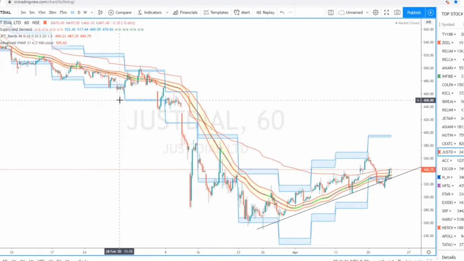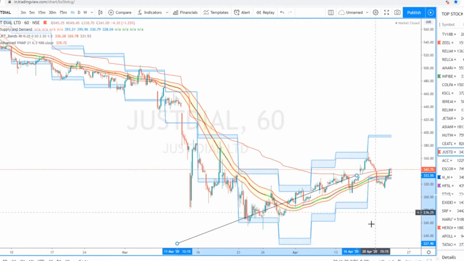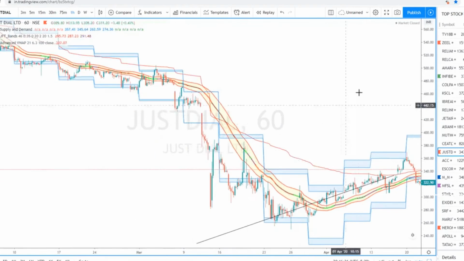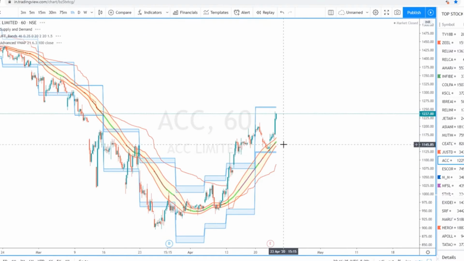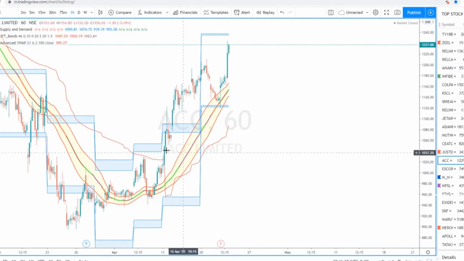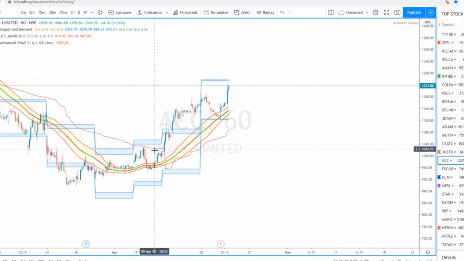The first rule, guys, is to look for the advanced VWAP at the top for short, and for long it has to be at the bottom. For now there is no buy setup here, so let's go to the next stock. Okay, there is a buy setup. For me, the VWAP has to come down, and what happened?